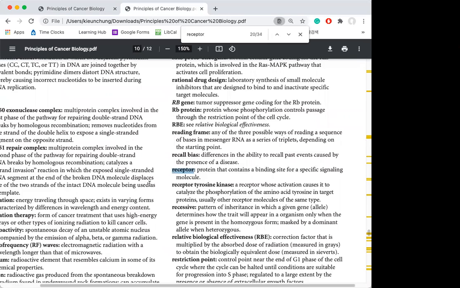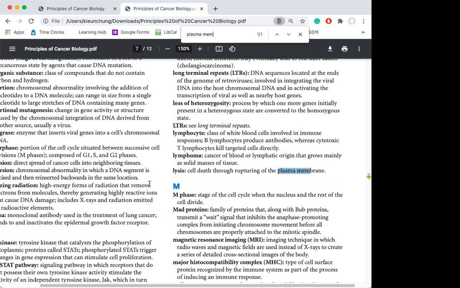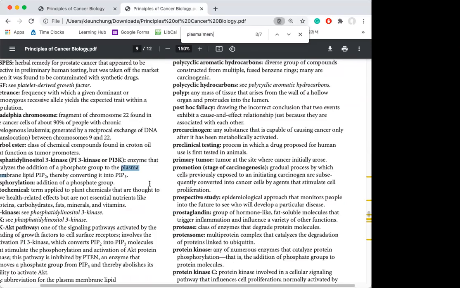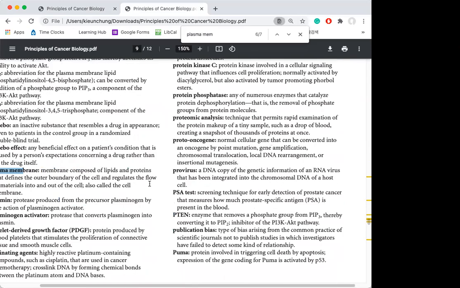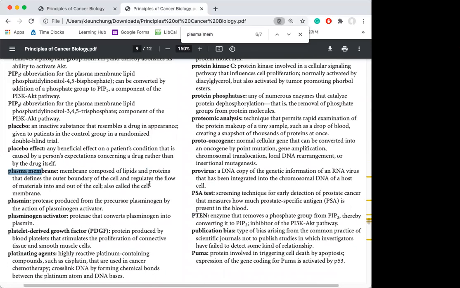Protein that contains a binding site for a specific signaling molecule. Plasma membrane. Membrane composed of lipid and protein that defines the outer boundary of the cell and regulates the flow of materials into and out of the cell, also called the cell membrane.